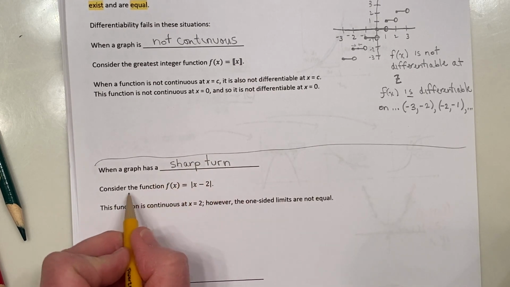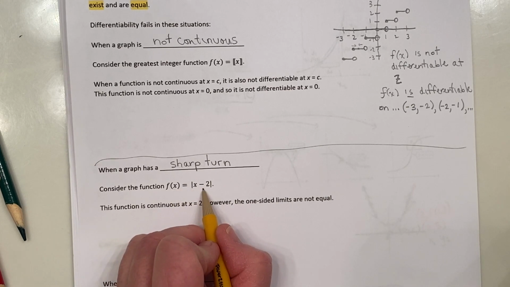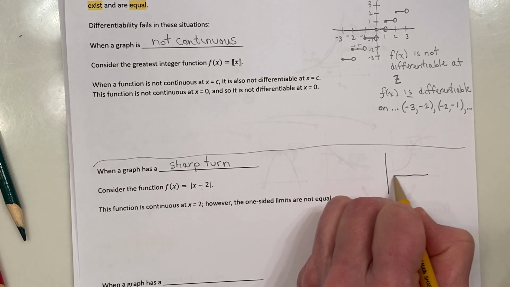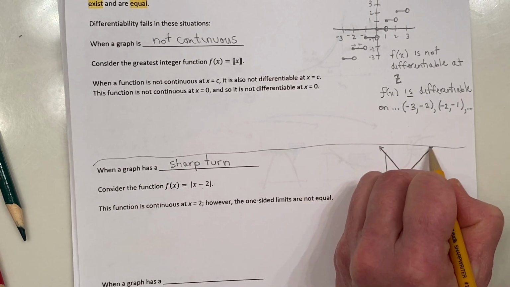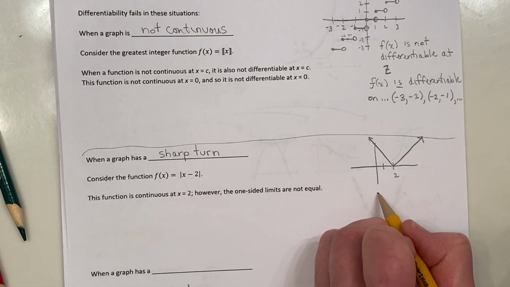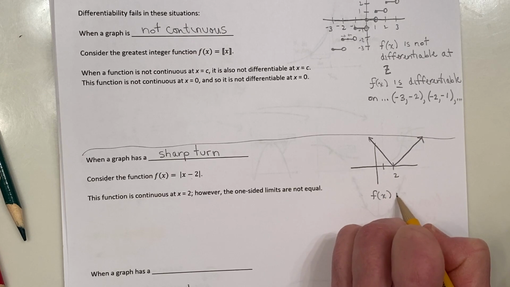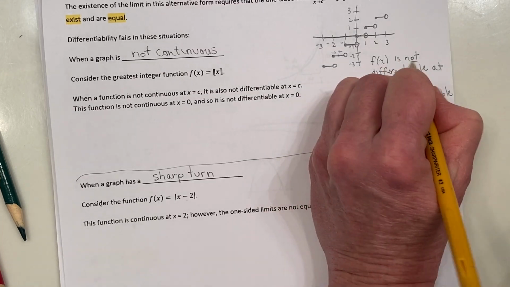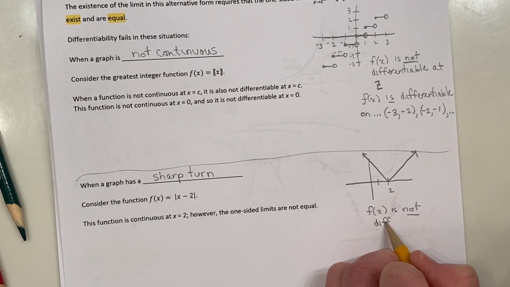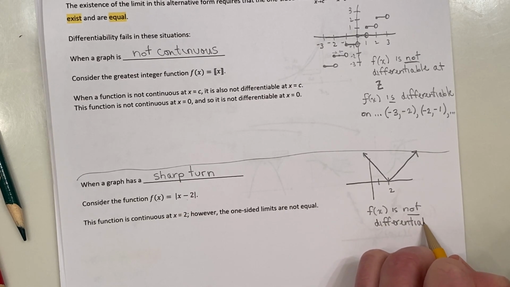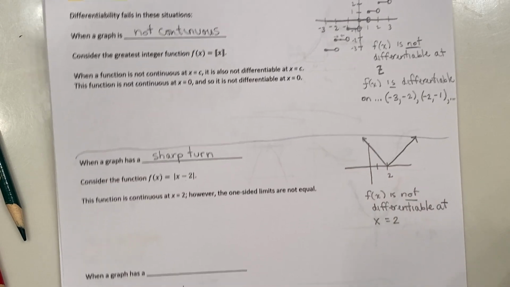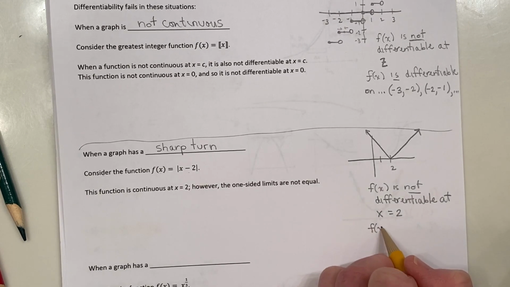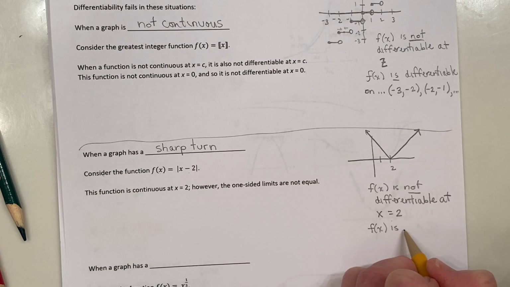And to help us understand this, we consider the function f of x equals the absolute value of x minus 2. So here's an illustration. The absolute value graph shifted right to 2 is a V-shaped graph. So I would say here f of x is not differentiable at x equals 2 at its sharp turn.